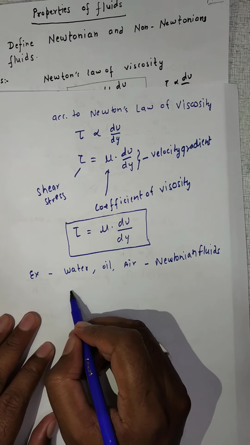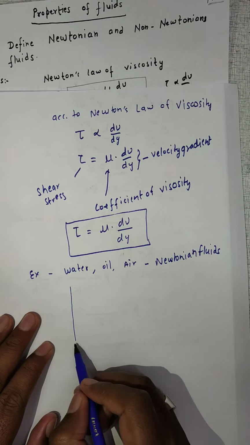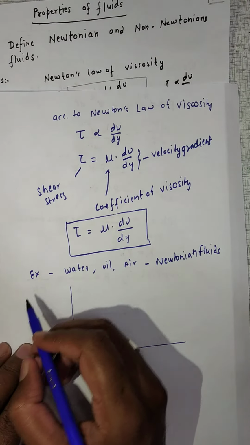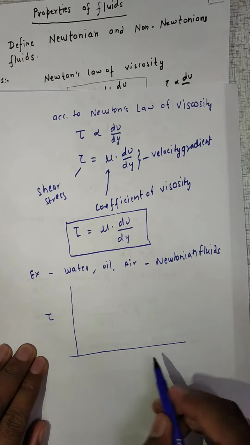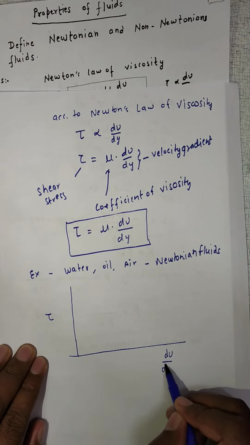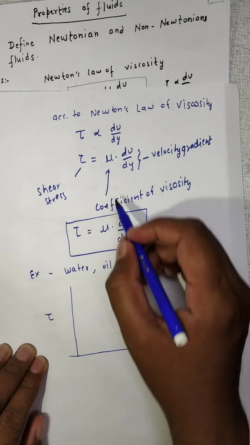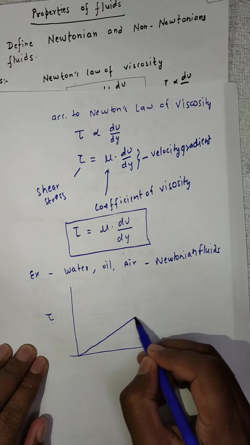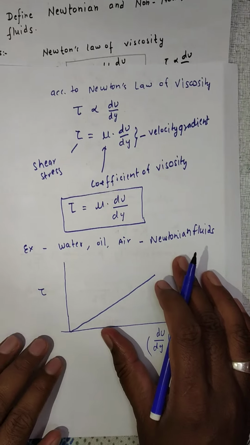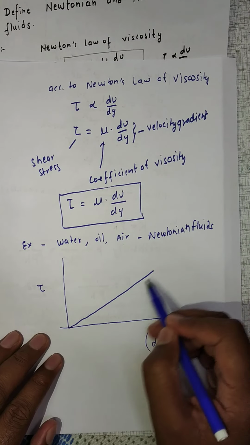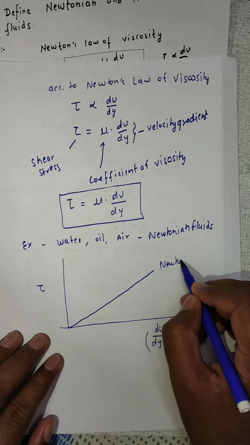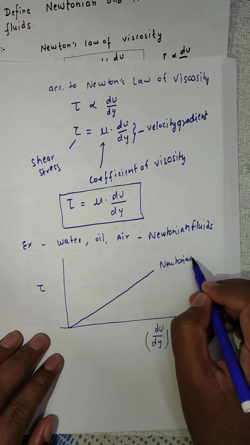It means that if you draw the curve between shear stress tau and velocity gradient du by dy, here it is directly proportional, so the relation will come like a straight line. Okay friends, the fluid which follows this relation is known as a Newtonian fluid.